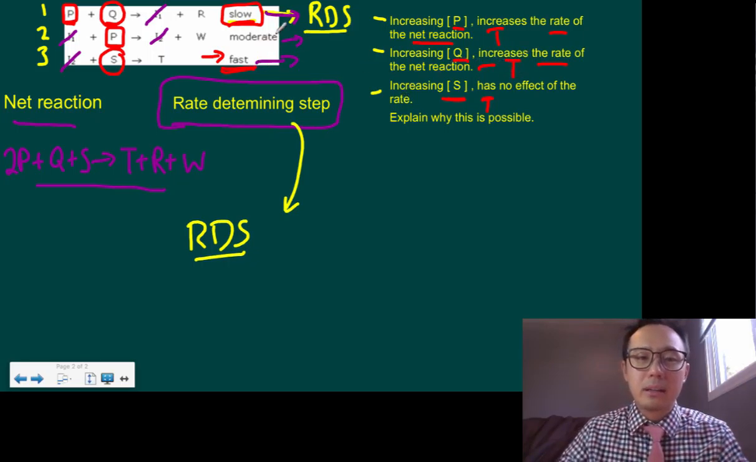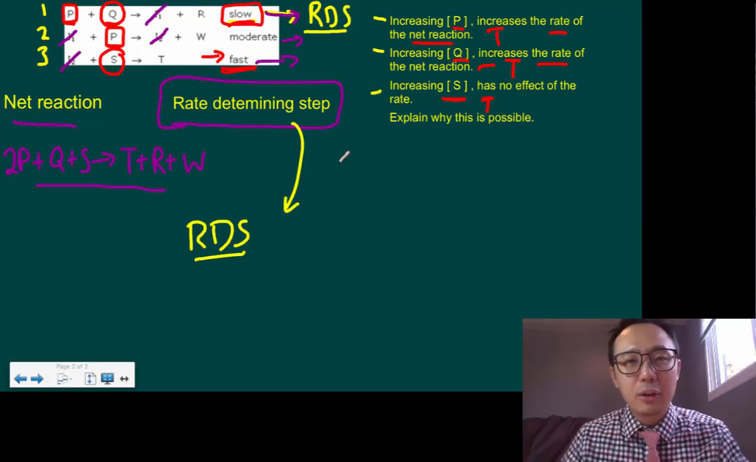Q is true because it's at the rate determining step. So that's how you read and interpret a rate or reaction mechanism.